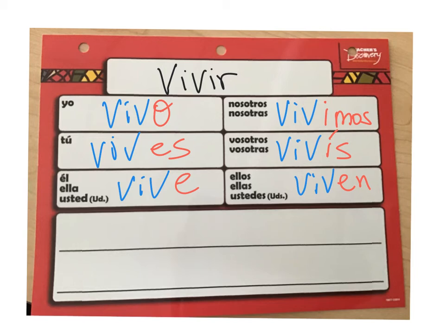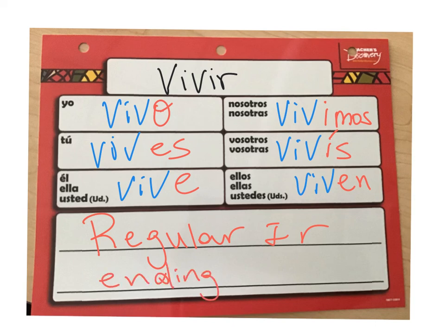When I say yo vivo, tú vives, él vive, ella vive, usted vive, nosotros vivimos, nosotras vivimos, vosotros vivís, vosotras vivís, ellos viven, ellas viven, ustedes viven. And do not forget, these are the regular IR ending verb or verbs, depending how many you're conjugating.